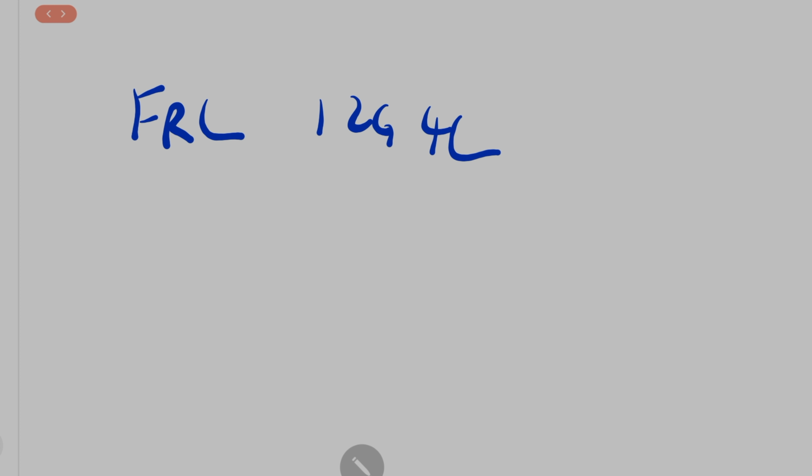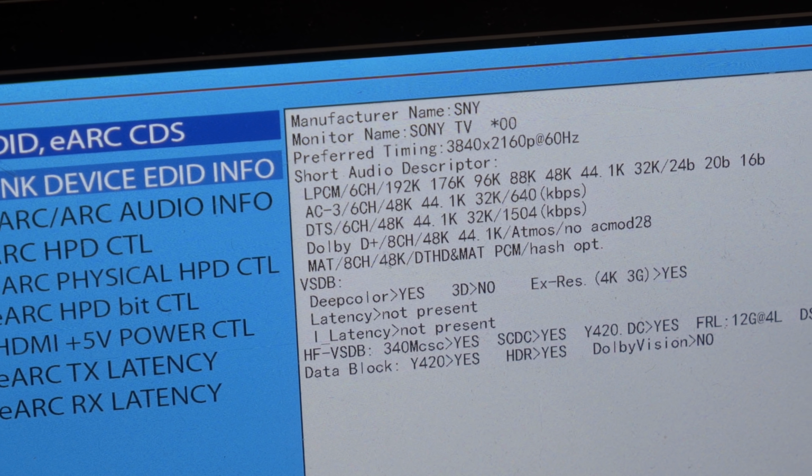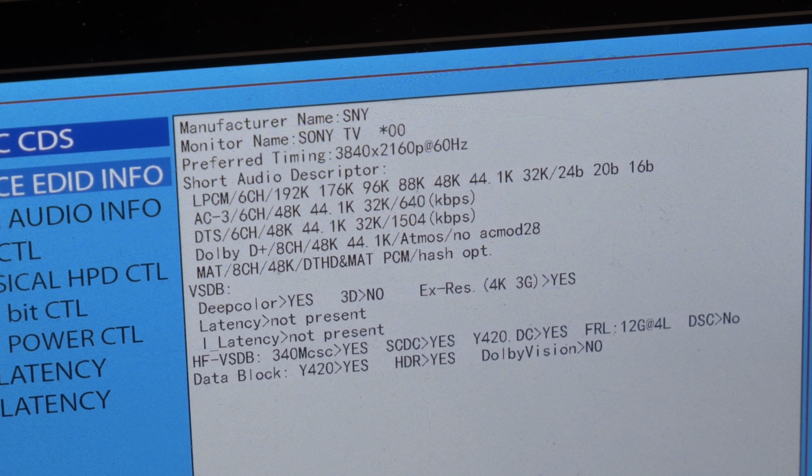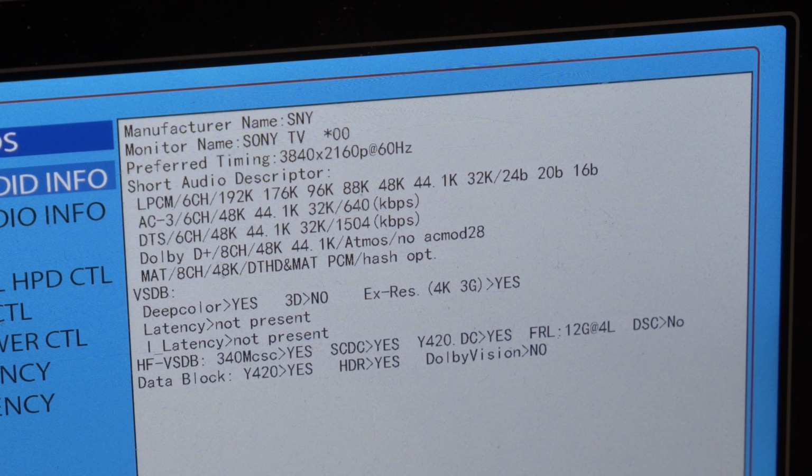capable. The way they do it is by indicating that this TV has an FRL of 12 gigs at 4 lanes. But if you look at the data there, when it says 12 gig at 4 lanes, the Dolby Vision line there says no, which means that they had to sacrifice some hexadecimal characters to accommodate this EDID data to say that the TV is capable of HDMI 2.1.